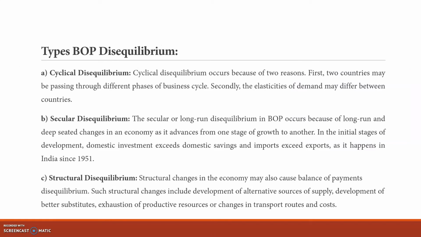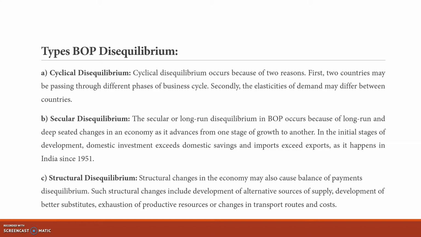So this is called balance of payment disequilibrium. Why the disequilibrium arises, we have seen. There are different types of balance of payment disequilibrium. Usually it may be due to three types. There are three types of balance of payment disequilibrium: cyclical disequilibrium, secular disequilibrium, and structural disequilibrium.